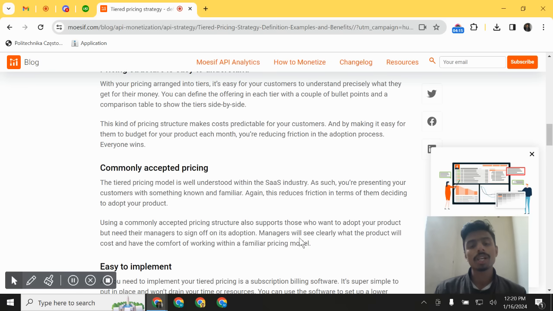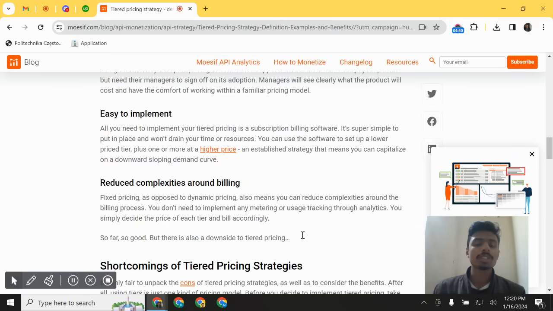Commonly accepted pricing. The tiered pricing model is well understood within the SaaS industry. As such, you are presenting your customers with something known and familiar. Again, this reduces friction in terms of them deciding to adopt your product. Using a commonly accepted pricing structure also supports those who want to adopt your product but need their managers to sign off on its adoption. Managers will see clearly what the product will cost and have the comfort of working within a familiar pricing model.